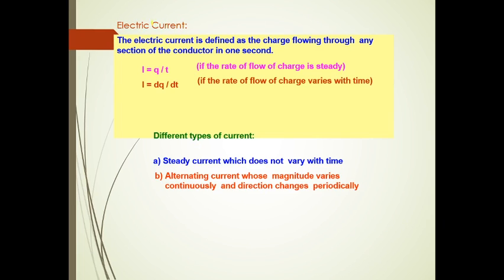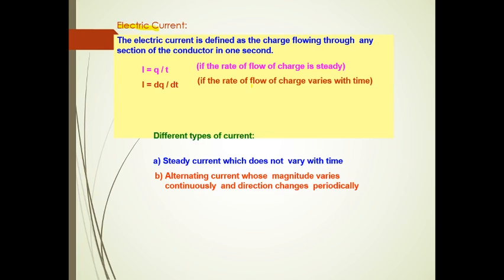What is electric current? Electric current is defined as the average charge flowing through any section of the conductor in 1 second. It means when charges are flowing through a conductor at one particular section, the number of charges passing in 1 second is known as current. It is denoted by I equal to Q divided by t, where Q is the charge and t is the time. If the rate of flow of charge is steady, we can use this formula. If the rate of flow of charge varies with time, then I is equal to dq by dt.